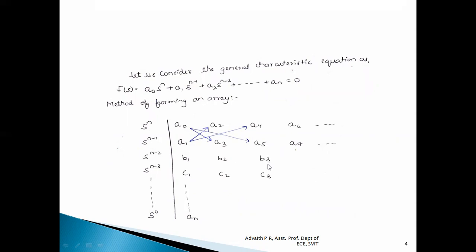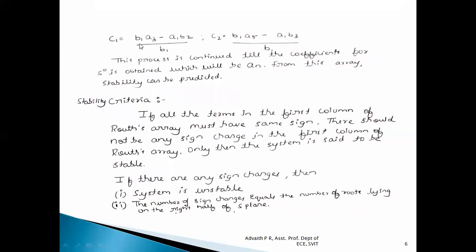Similarly, to find the values of the fourth row, I have simply taken C1, C2, C3. How we get that: C1 will be equal to B1 multiplied by A3 minus A1 multiplied by B2, divided by B1. Similarly, C2 will be equal to B1 multiplied by A5 minus A1 multiplied by B3, divided by B1. The same thing is written here.